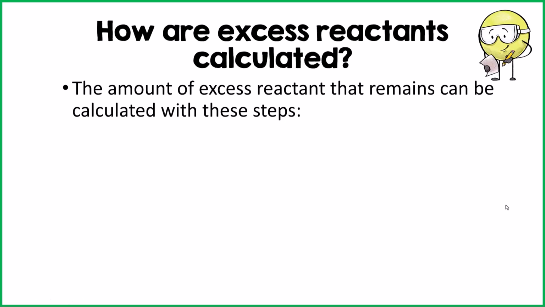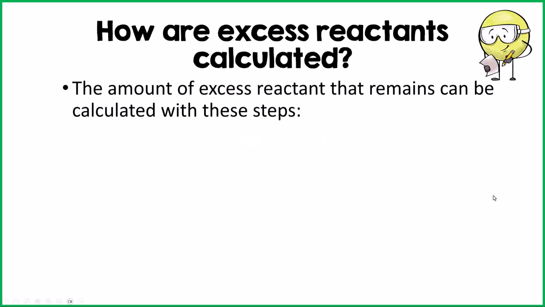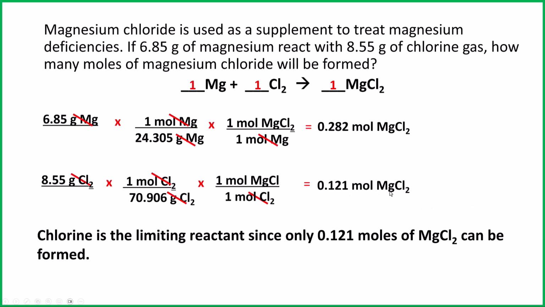So the amount of excess reactant that remains can be calculated with these steps. Convert the lesser amount of product back to the original units for the excess reactant to see how much was used. So if we look back here, this is our lesser amount of product. We're going to convert that back to our original units of the excess reactant. So grams of magnesium is going to be our units of excess reactant.